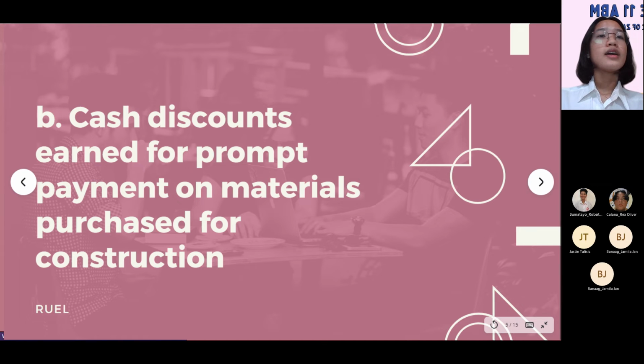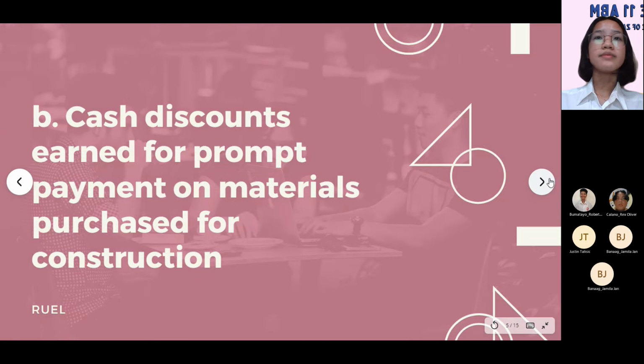Letter B. Cash discounts earned from prompt payment on materials purchased for construction. It is to record the payment from the buyer to the seller that involves a cash discount. Now let me elaborate on it further. Simply debit the cash account for the amount paid, debit a sales discount expense for the amount of the discount, and credit the accounts receivable account for the full amount of the invoice being paid.